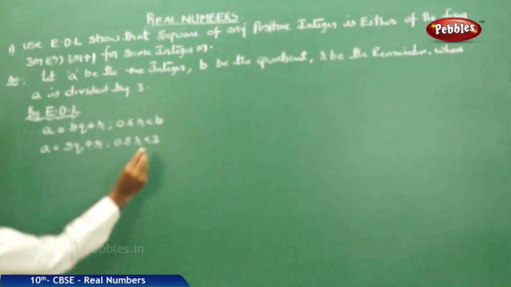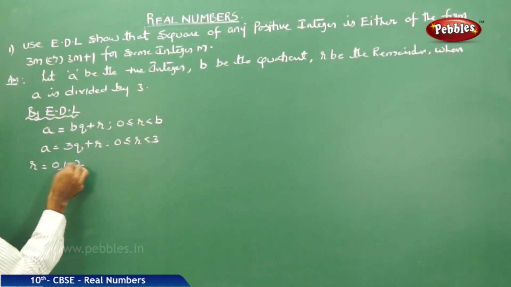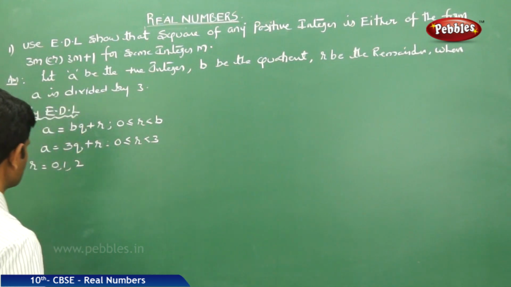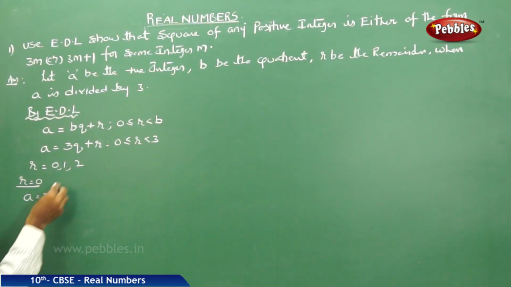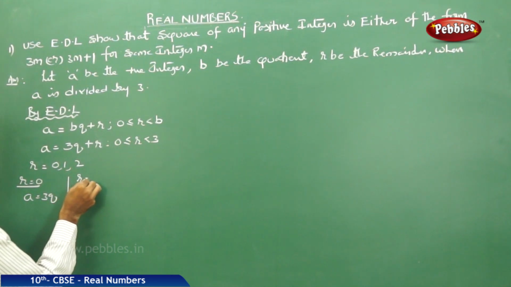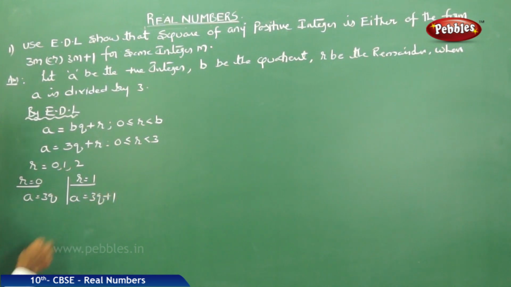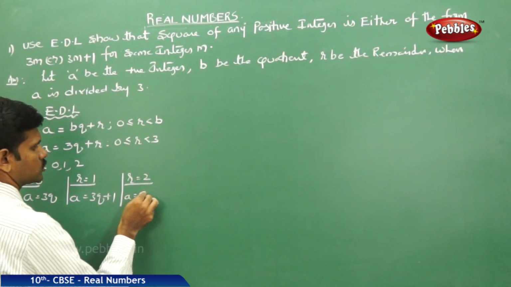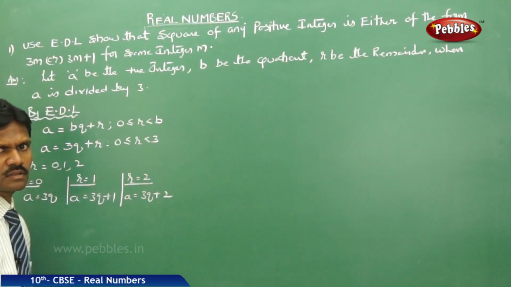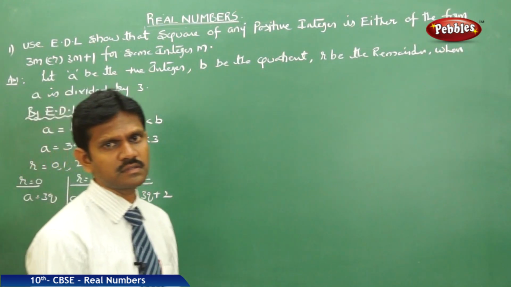That is, r value takes 0, 1, 2. If r is equal to 0, what will happen? a is equal to 3q. Now, if r is equal to 1, a is equal to 3q plus 1. If r is equal to 2, a is equal to 3q plus 2. Yes, for different values of r, here we got 3 different cases.